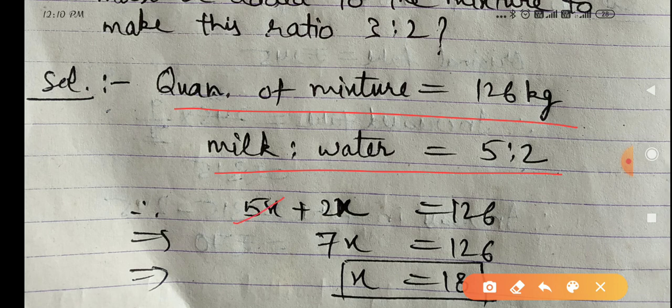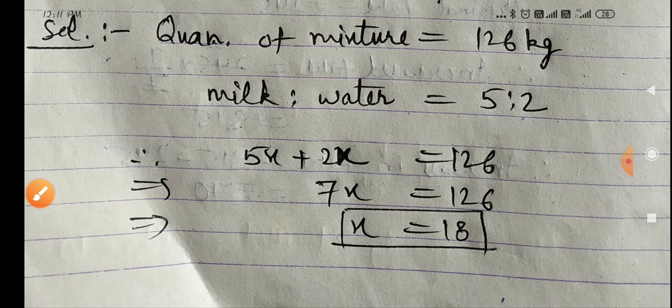So 5x plus 2x is the total quantity of mixture, 126. 5x is the quantity of milk, 2x is the quantity of water, and if I add 5x and 2x then it will be the mixture of milk and water. So it is given 126. That's why I have written 5x plus 2x equals 126. 7x equals 126, x equals 18.